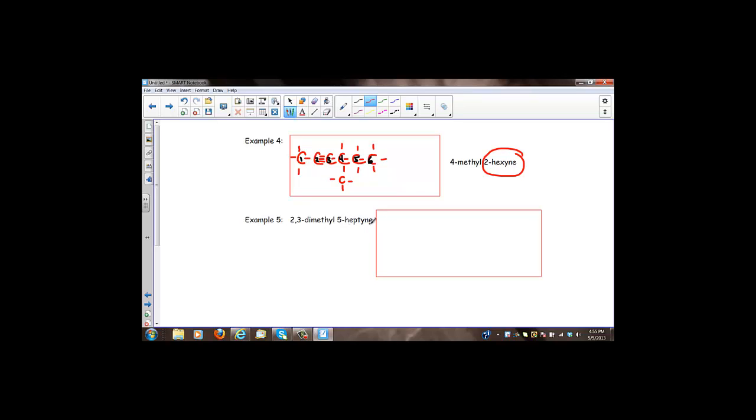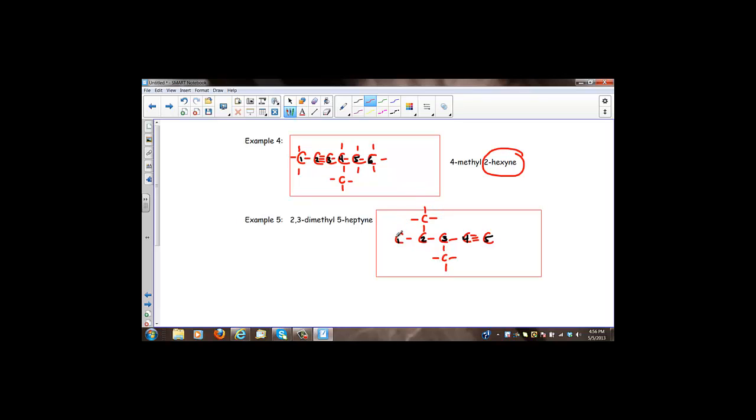Next, 5-heptyne. So they're telling you 1, 2, 3, 4, 5. They want the triple bond here. Off the second and third, let's number these. 1, 2, 3, 4, 5. Off the second and third, you have a methyl group. You can have one on the top, one on the bottom, both on top, both on the bottom, doesn't matter.